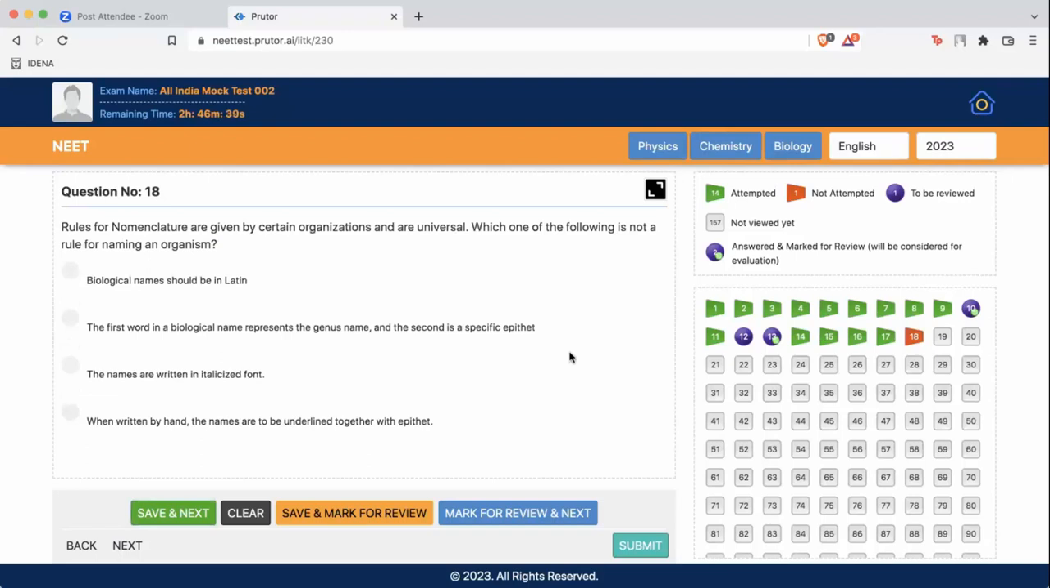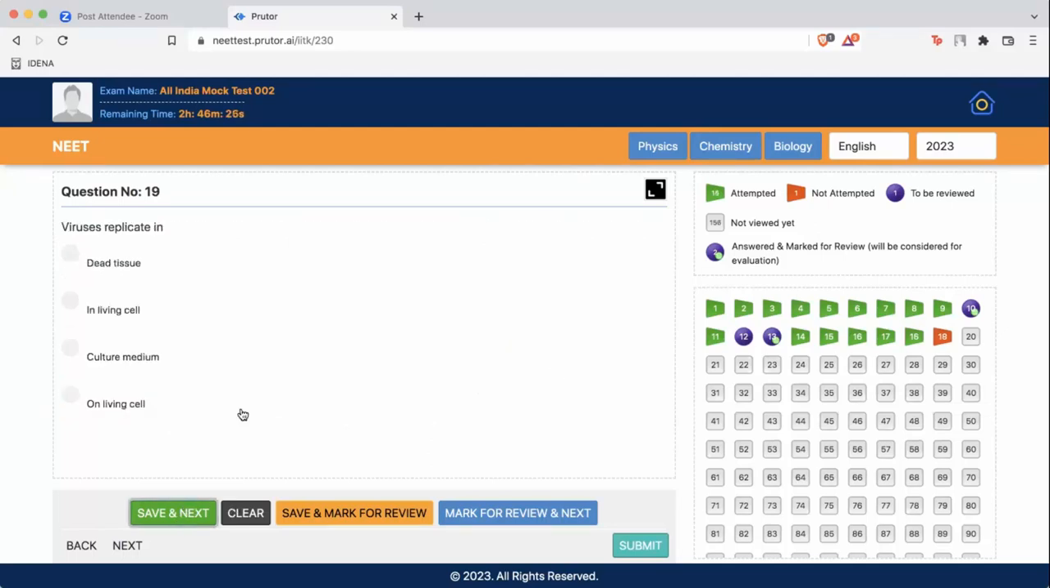Rules for nomenclature: which is not a rule for naming an organism? Biological names should be in Latin. The first word represents genus, the second is the specific epithet. The names are to be underlined together with the epithet? No, they should be underlined separately. So you should underline the genus separately and the species separately. Viruses replicate inside a living cell.